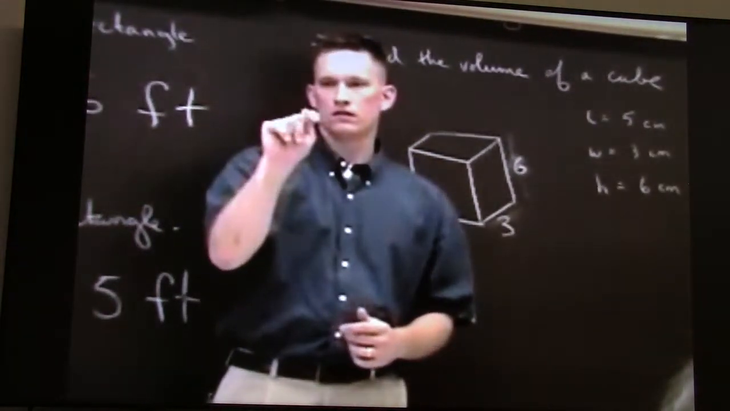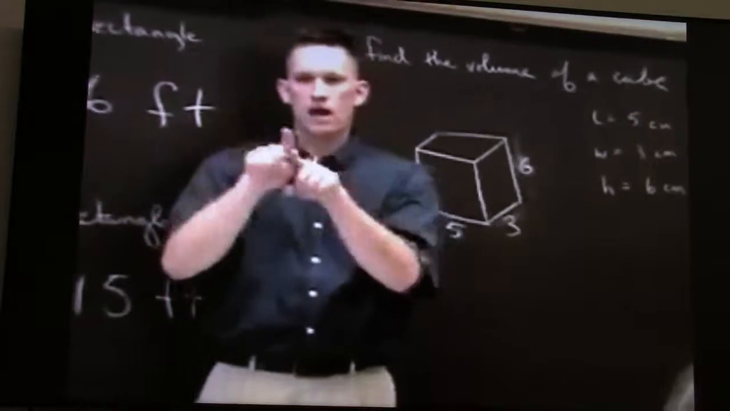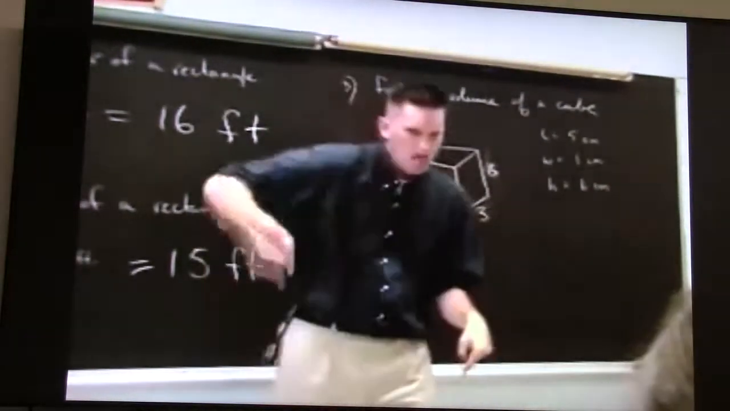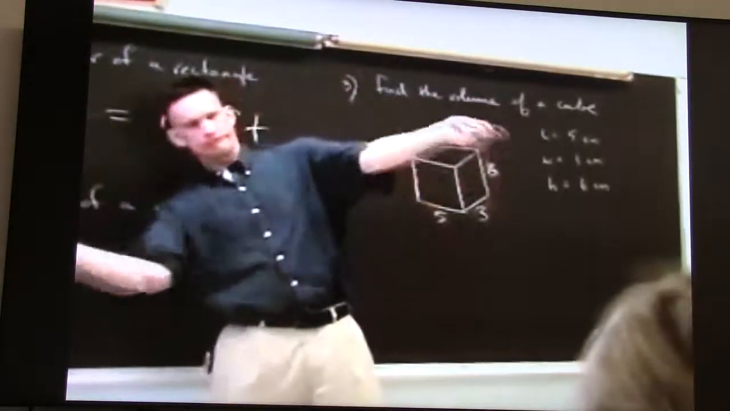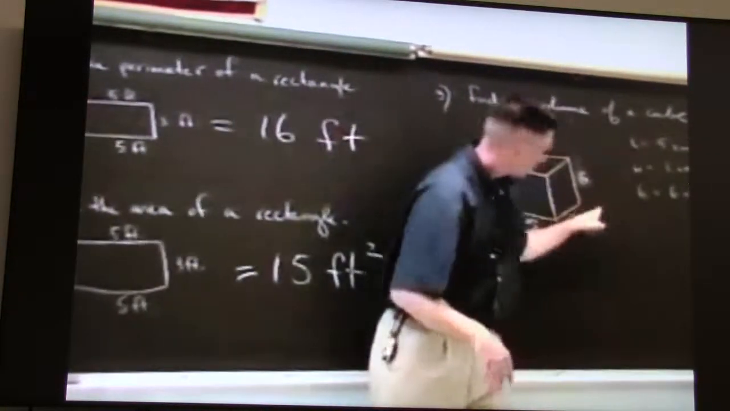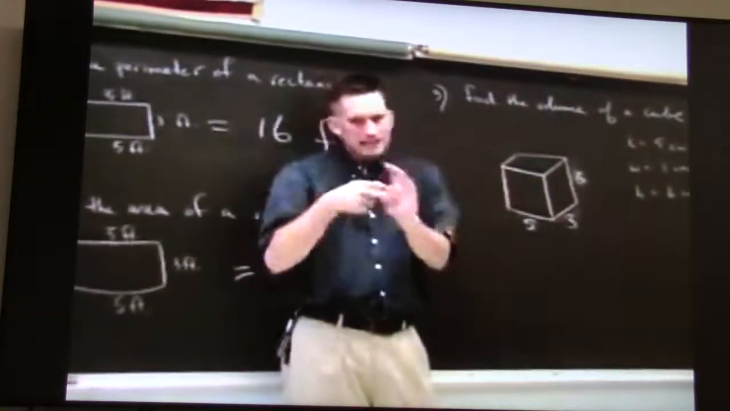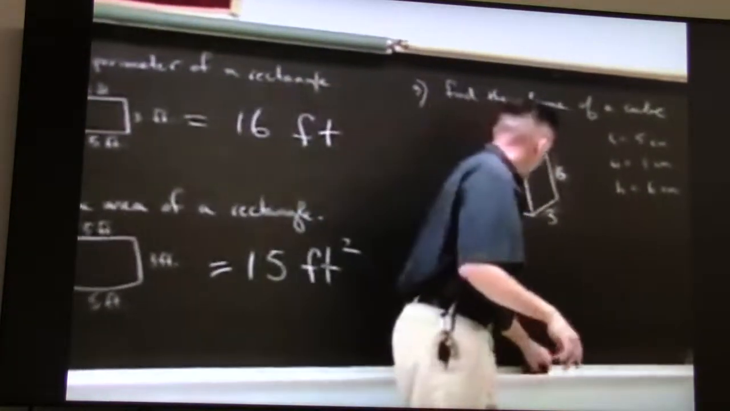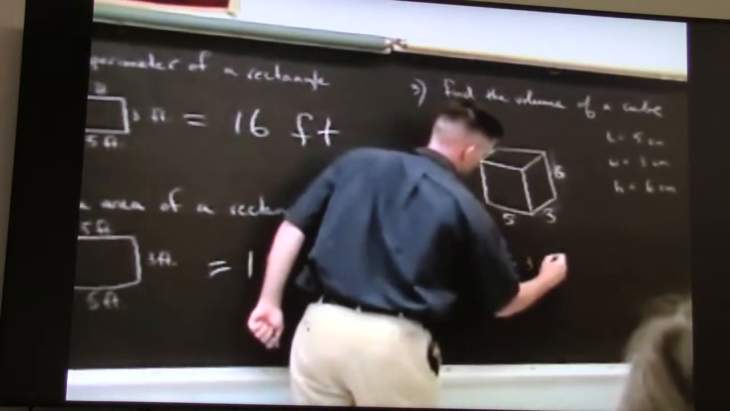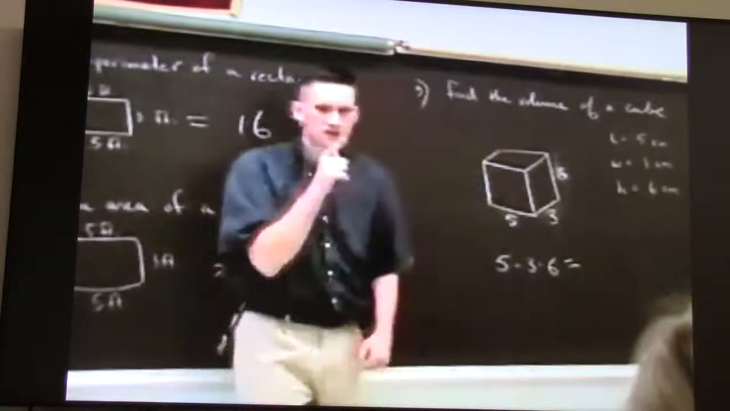But anyways, it doesn't matter. All you need to do is know the formula of length times width times height, and that'll give you the volume. So we take the 5 times 3 times 6, and what does that equal?